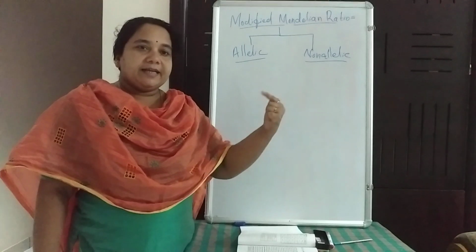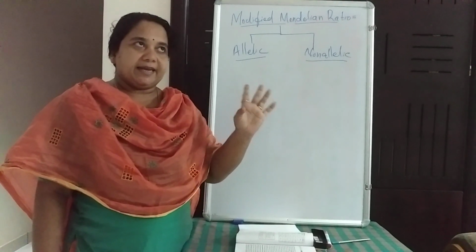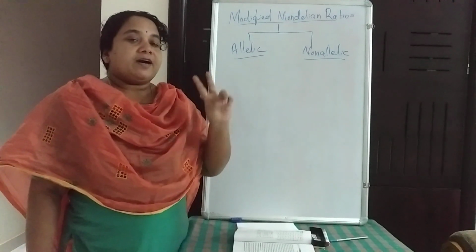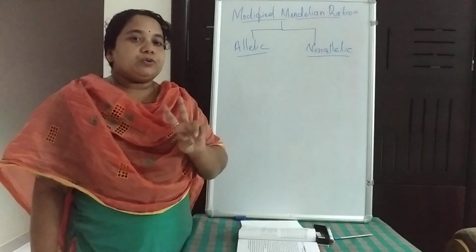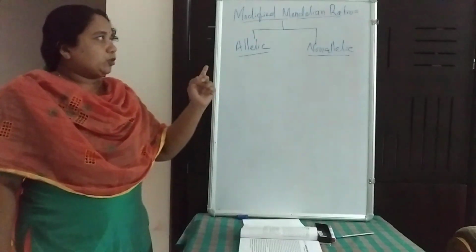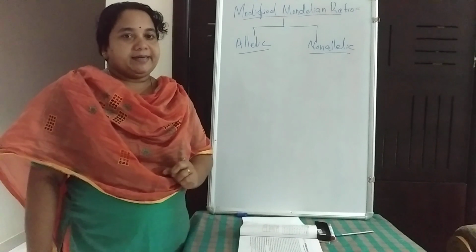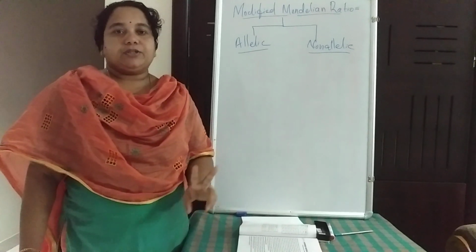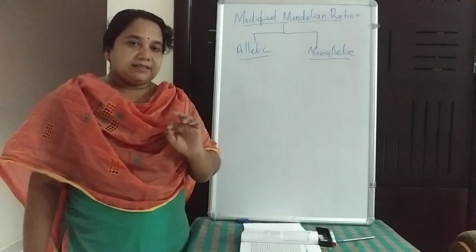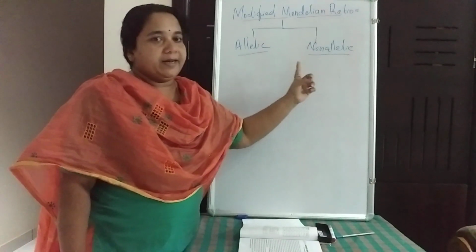When we deal with two different genes, we go through the dihybrid ratio. There will be two characters. But what is the specialty there? The two characters will not interact with each other. But here in non-Mendelian ratio, the two alleles interact with each other. The two alleles means the alleles of two different genes interact with each other. That is the main difference between allelic and non-allelic interaction.